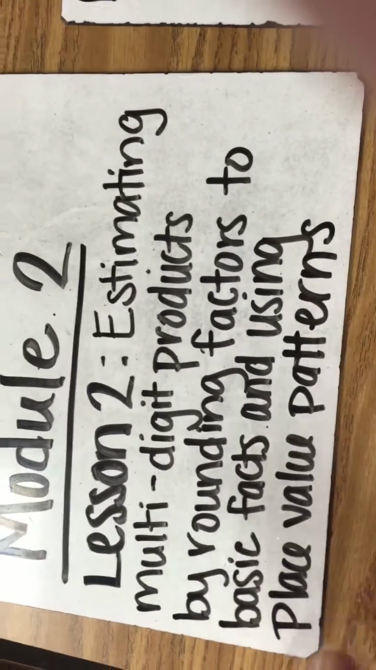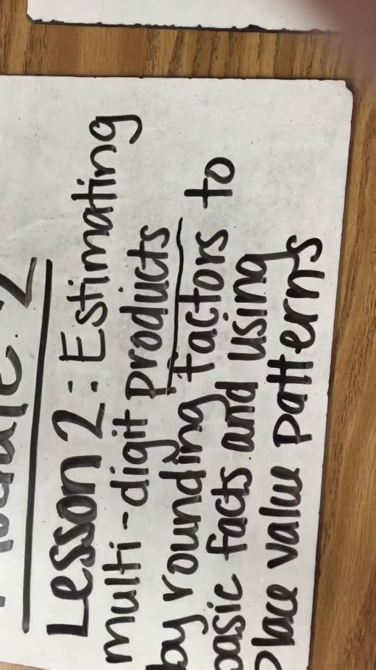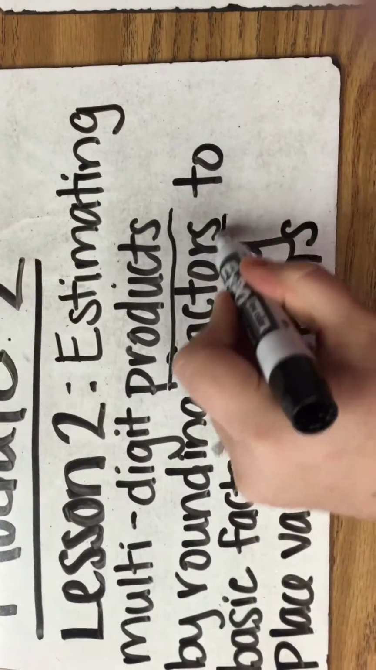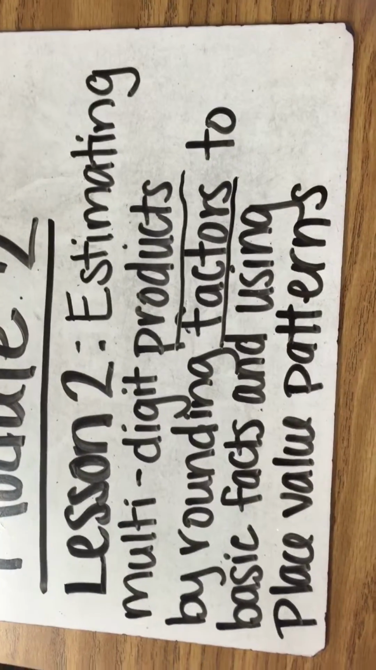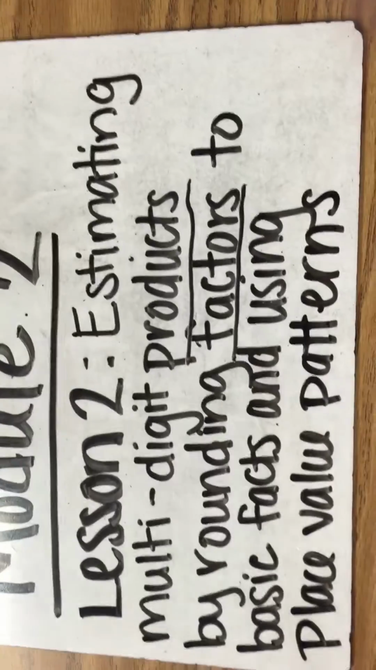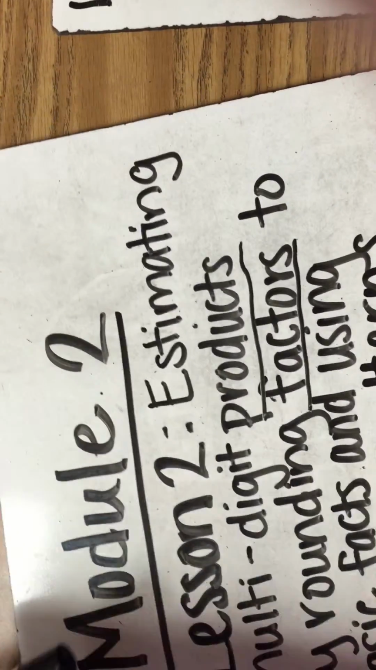So before we get started, I want to review that a product is the answer to a multiplication problem. And the factors in a multiplication problem are the numbers that are being multiplied to find the product. So now that we have some vocabulary background, we can move forward in practicing the concept of estimating to find the answer.